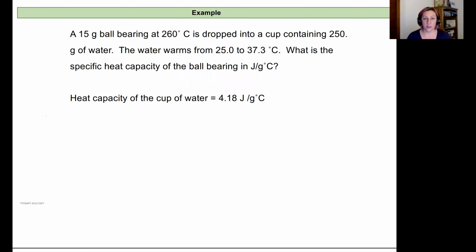I like drawing pictures for these problems because it helps me organize the information. So we have a 15-gram ball bearing at 260 degrees Celsius, and it's dropped into a cup. So here's my ball bearing that contains 250 grams of water. Well, so there's my water. The water warms from 25 degrees Celsius to 37.3 degrees Celsius. What is the specific heat of the ball bearing?